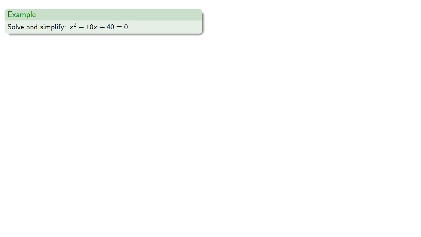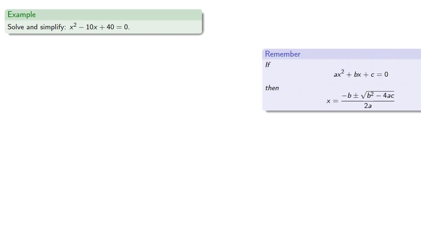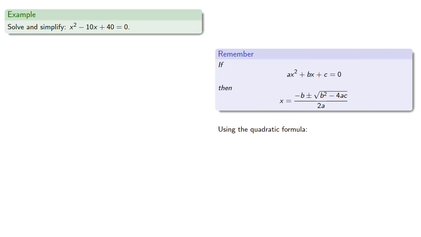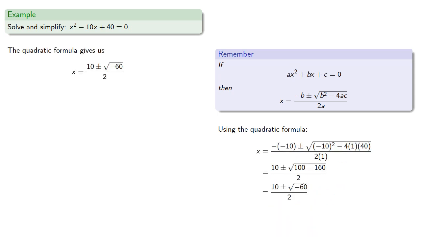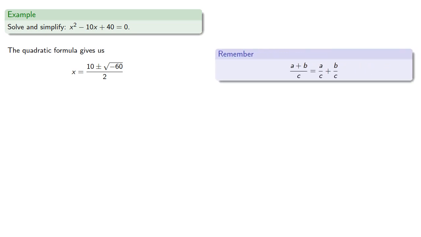Now, Cardano's problem actually gives rise to the quadratic equation x squared minus 10x plus 40 equals 0, so let's solve it. And remember, factoring to solve a quadratic is almost always a waste of time. Use the quadratic formula. So, using the quadratic formula, we get the solutions. And let's do a little simplification. First of all, anytime we have a fraction whose numerator is a sum or difference, we can split it apart.